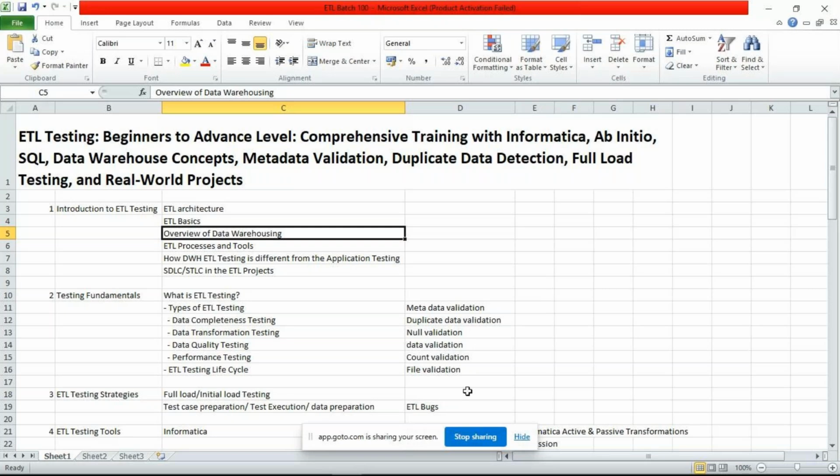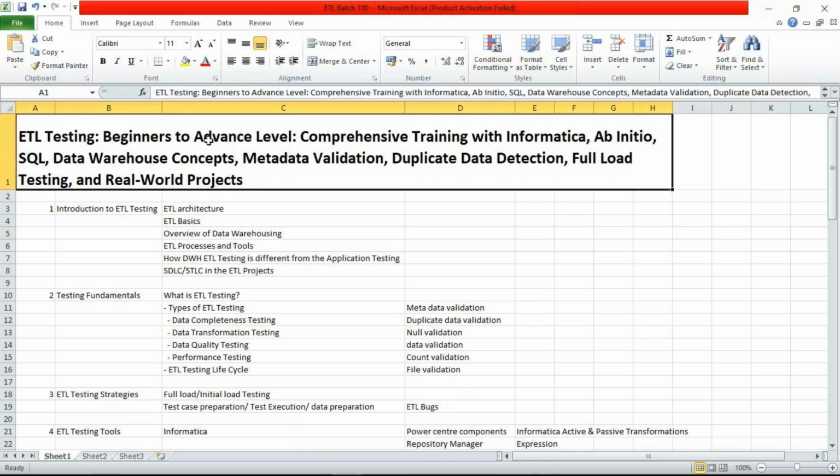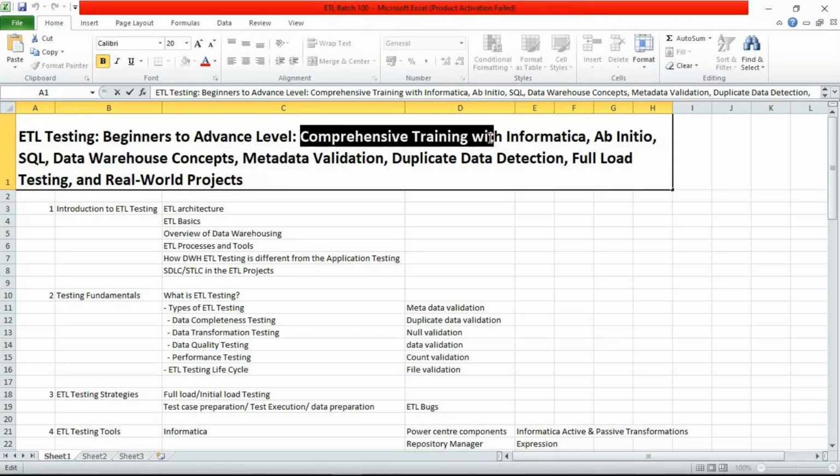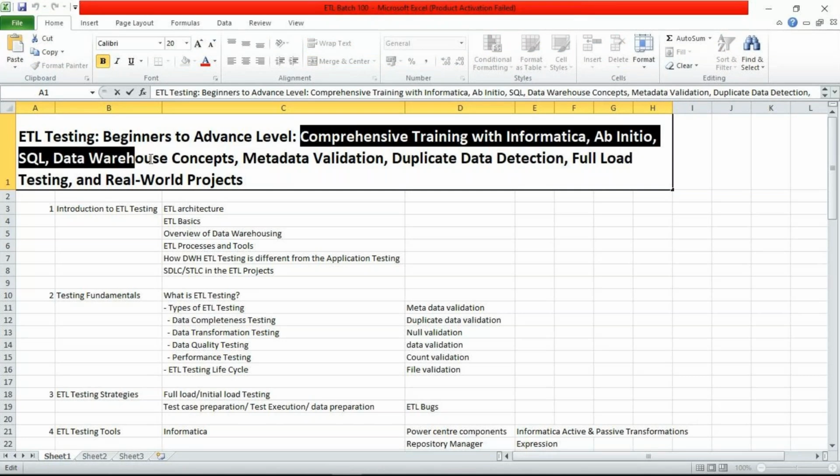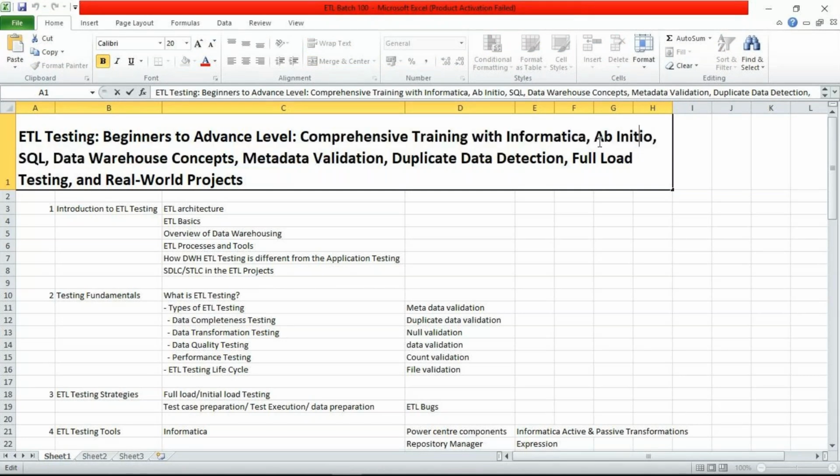So our course is ETL testing, beginner to advanced level. This is a comprehensive training with Informatica and Ab initio. As we know, Informatica and Ab initio are ETL tools. We'll also cover SQL, data warehouse concepts, metadata validation, duplicate data detection, full load testing, and real world projects. So this is our course title.